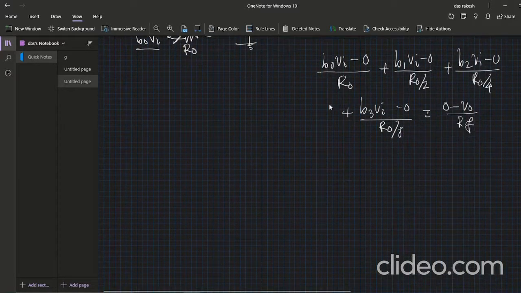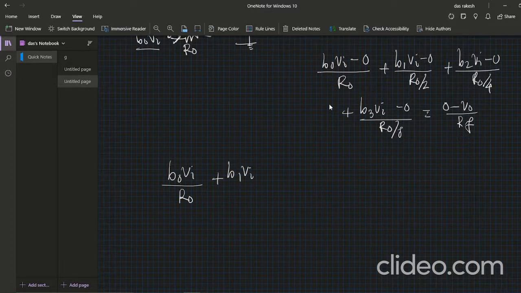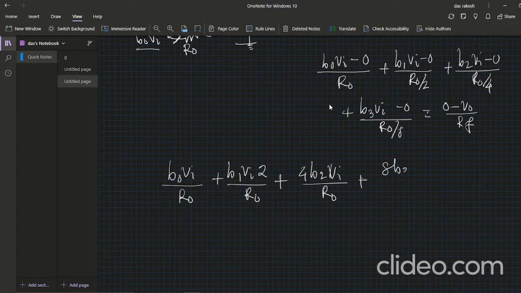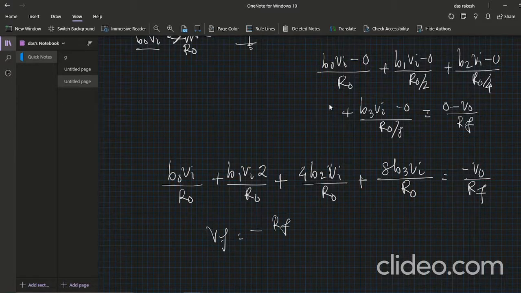Now let us simplify this mathematical expression. So this is V0 Vi by R0, this is V1 Vi into 2 by R0, and this is 4 V2 into Vi by R0, and this is 8 into V3 Vi by R0, and this is minus V0 by RF. So what is the value of V0? It is basically minus RF by R0.